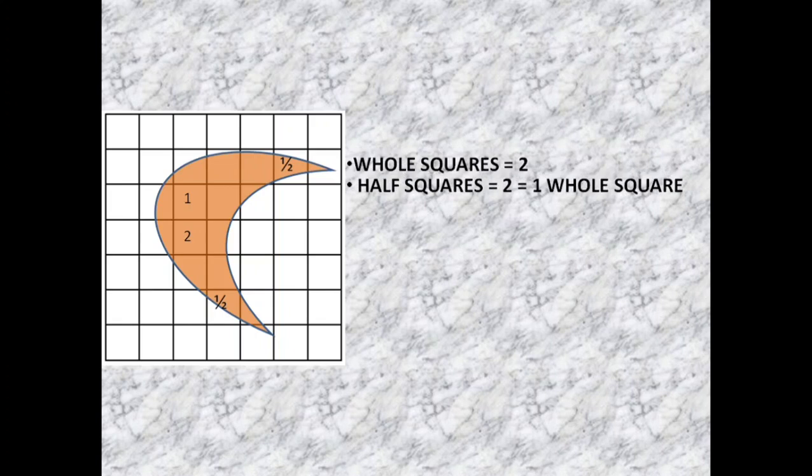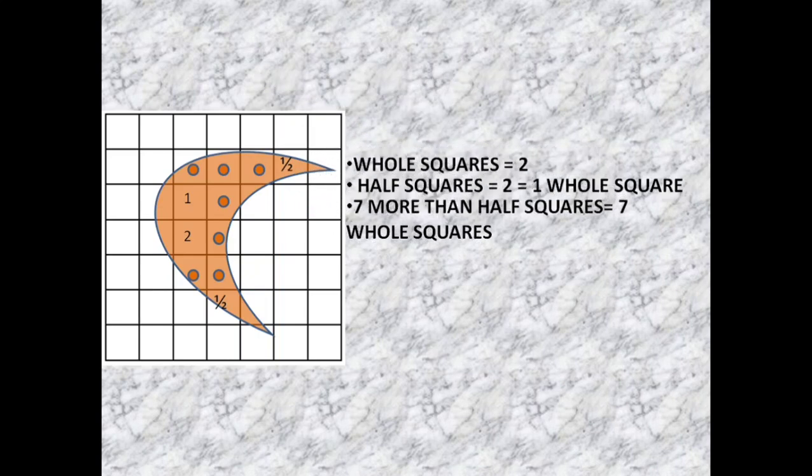Clear? Now let's mark the more than half squares. 1, 2, 3, 4, 5, 6, 7. So these were the 7 more than half squares, which would be equal to 7 whole squares.